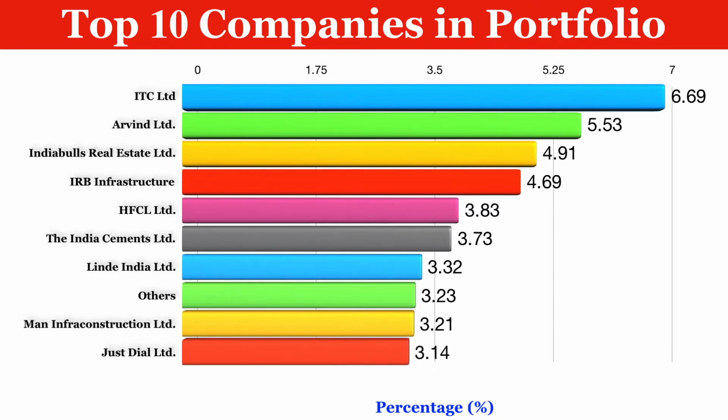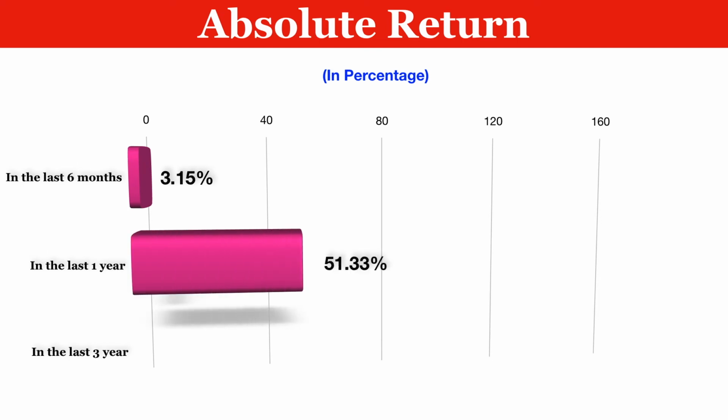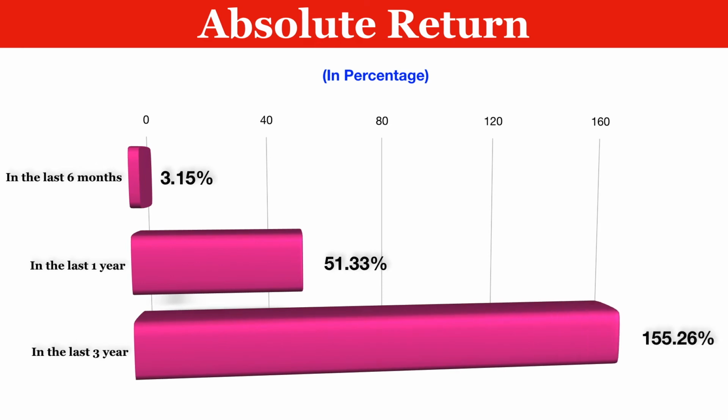Now it's time to look into the exciting section of this particular video, which is going to be the absolute return of this Quant Small Cap Mutual Fund in percentage. In the last 6 months, it has produced the return of 3.15%. In case of last 1 year, it has given the return of 51.33%. If you had invested in this fund in the last 3 years, you would have got the return of 155.26%.